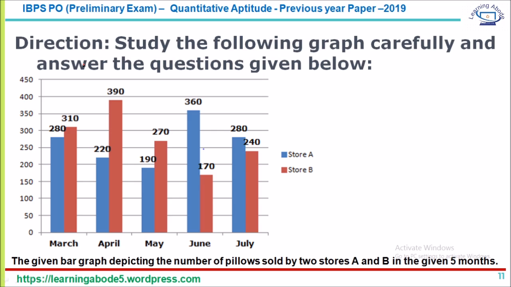Okay, so now here the data given is about the sales of pillows in two stores, store A and store B. Okay, and wherever required, please pause the video and look at the questions or data. Okay, so you can pause the video here and look at the data.